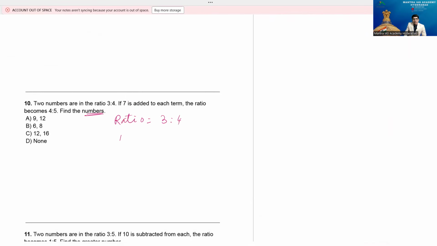When a ratio is given, I told you what the numbers become: 3x and 4x are the numbers here. Then every number is added by how much? 7. Because of adding 7 to numerator and denominator, it has become 4 is to 5. The question is, what are those numbers? Our target is the value of 3x and the value of 4x. So for that, look here: 3x plus 7 by 4x plus 7. This ratio has become 4 by 5. Now you know, fraction equals fraction, so cross multiplication.